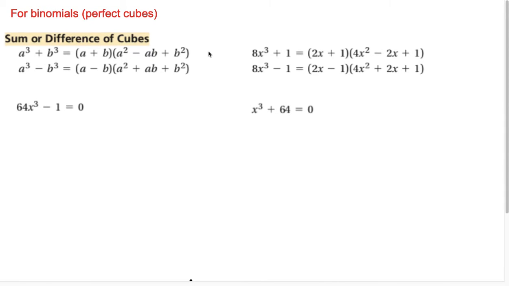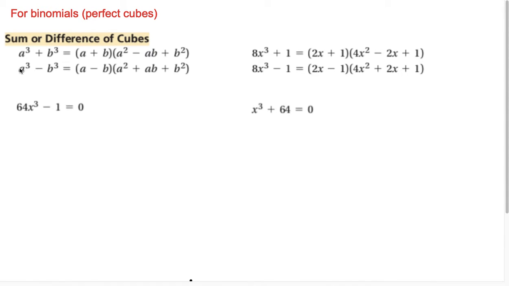Then to get the quadratic, you're going to square the first term, that's how you get a squared. Square the last term, that's how you got the b squared. Multiply these two and take its opposite sign. That's why you got a negative ab. If you follow that rule, this is very easy to follow.